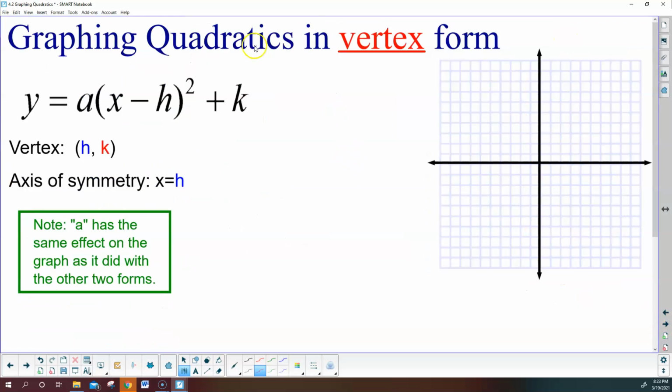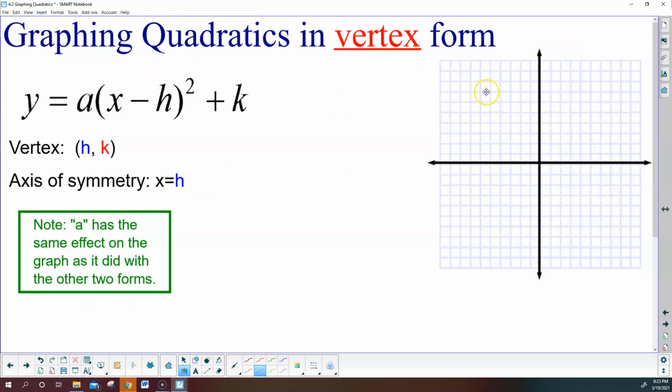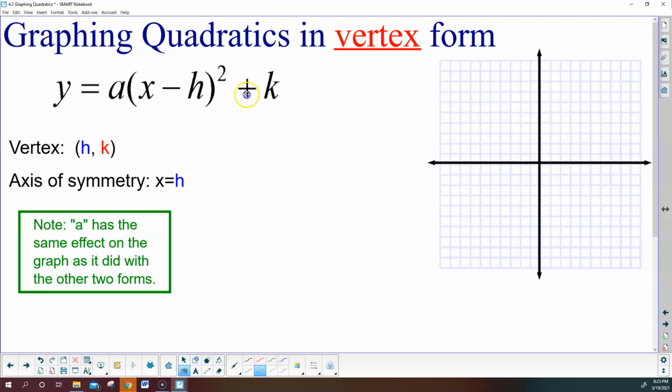All right, so that's the intercept form, but what about vertex form? How does vertex form work? It's a little bit trickier, but super friendly once you get the hang of it. The special thing about vertex form is it has an h and a k, and those move our graph left and right. But notice the a value is the same a value as in intercept form and standard form. So I just want you to make a note: anytime you see a, it has the same effect on the graph as in the other two forms.